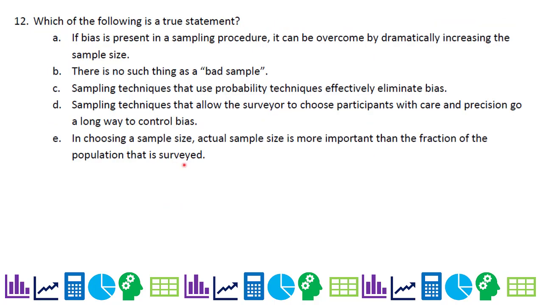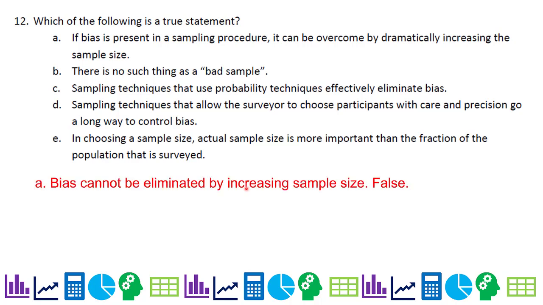Number 12. Which of the following is a true statement? If bias is present in a sampling procedure, it can be overcome by dramatically increasing the sample size. There is no such thing as a bad sample. Well, okay, we can already see something wrong there. First of all, bias cannot be eliminated by increasing sample size. That's false. And two, there are plenty of bad samples, so A and B are not correct.